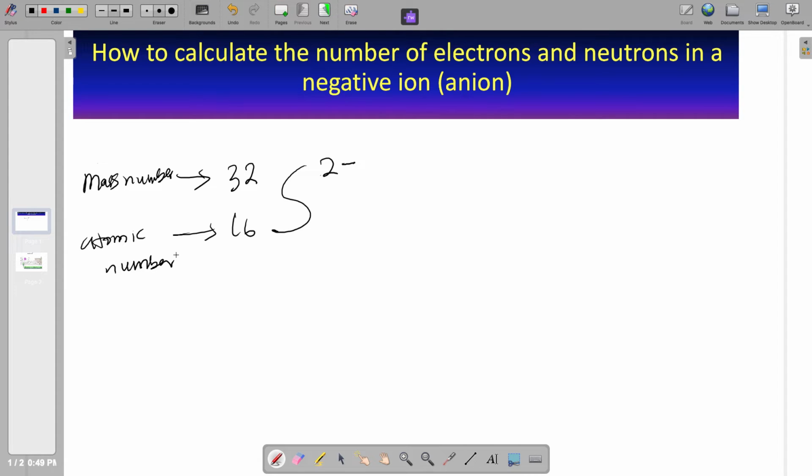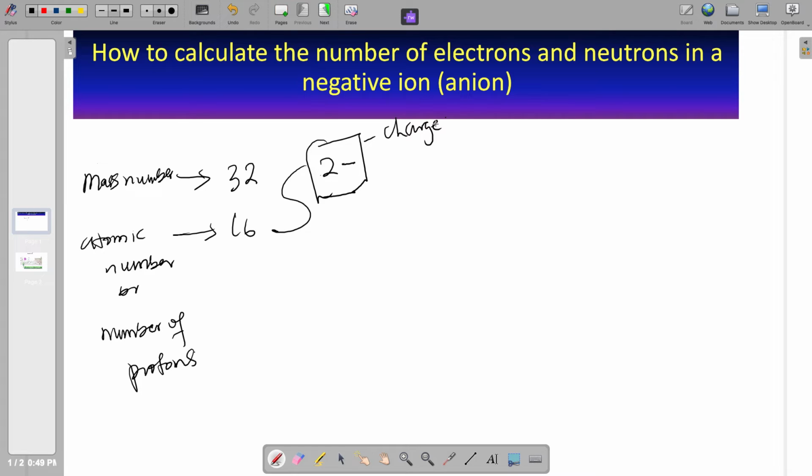And also do recall the atomic number is the same as what? Number of protons, or proton number. So number of protons. Okay. So we have these numbers. The next thing then is to interpret what we have as a charge. So the whole of this, the 2-, is the charge of our sulfur.